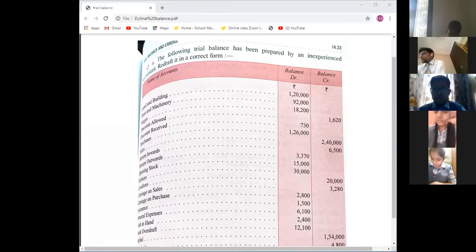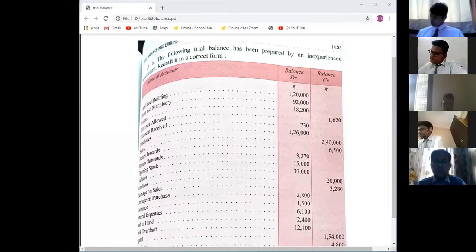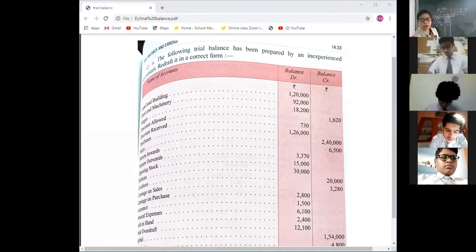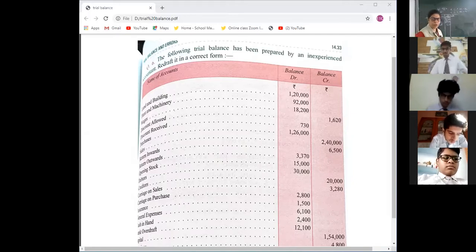This is the easiest way to do the question by learning two lines. Only two lines we have to learn. These are the two lines. All assets in debit, all expenditures and losses in debit, purchase and sales return always in debit. Then reverse it. All liabilities, all income and gain, sales and purchase return will always be credit.